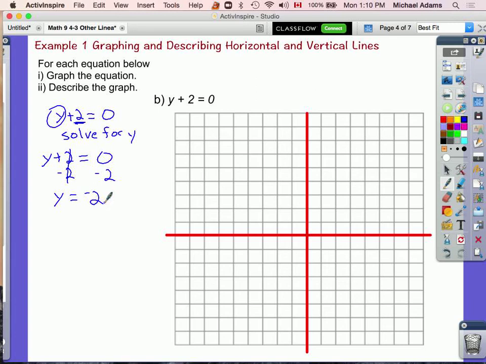So pretty straightforward, okay? Not that difficult. Okay, so now what does this mean? We're told that y is equal to negative 2. All that simply means is that no matter what x is, y will always be negative 2.